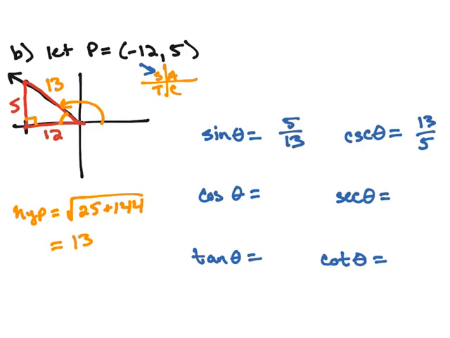Cosine is adjacent over hypotenuse, so we're going to get 12 over 13. And if sine is the only trig function positive in that quadrant, that means cosine is going to be negative. Secant is the reciprocal. It's also going to be negative, so we're going to get negative 13 over 12. All right, tangent comes from our TOA. It's opposite over adjacent. We're going to get 5 over 12. If sine's the only thing positive, that means tangent's going to be negative. Cotangent will be the reciprocal and will also be negative. So we get negative 12 over 5 for cotangent.